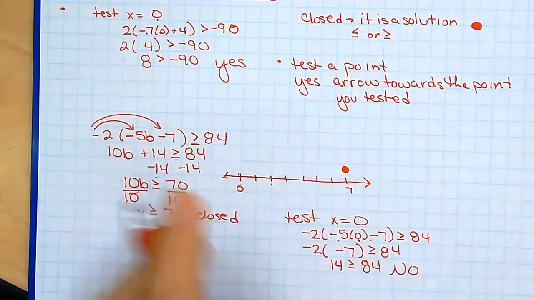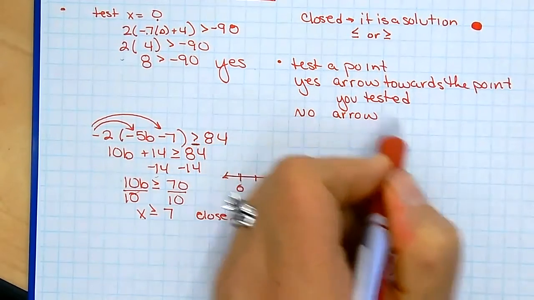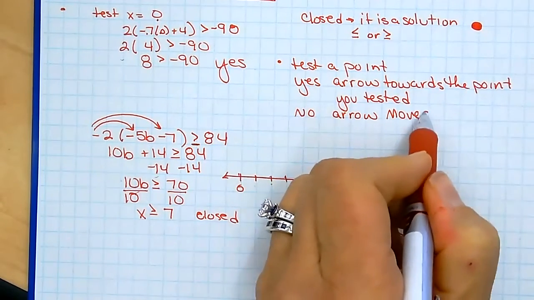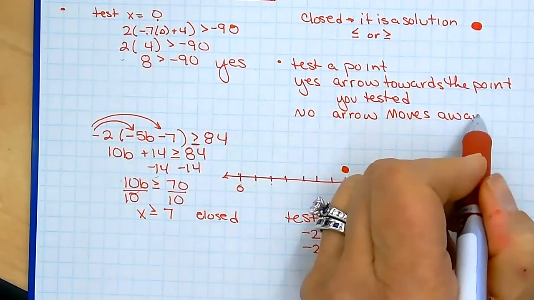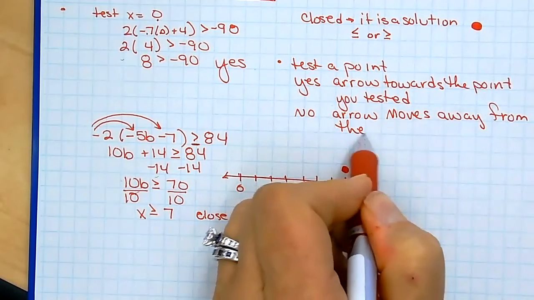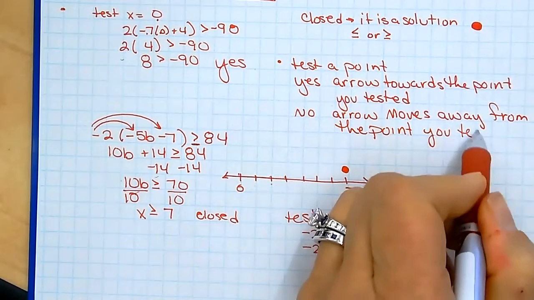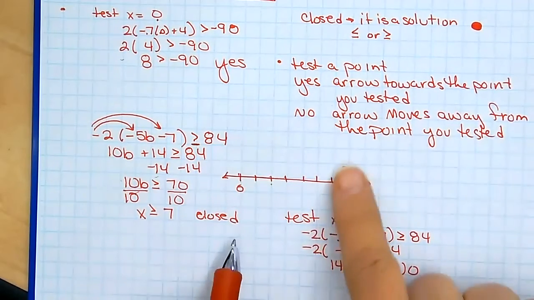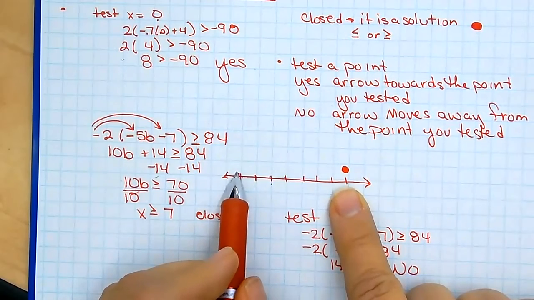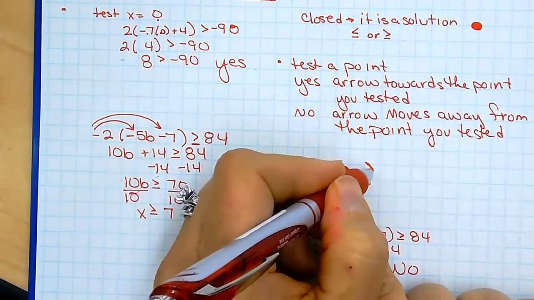So if the answer is no up here, our arrow moves away from the point you tested. So here's my boundary point. This is 0. 0 is on the left side. So because it was a no, my arrow needs to go the other way, to the right.